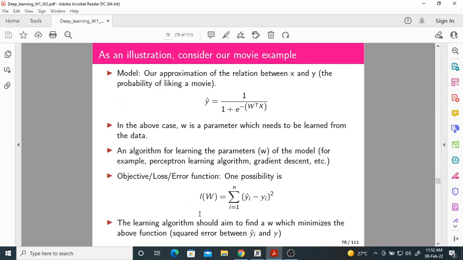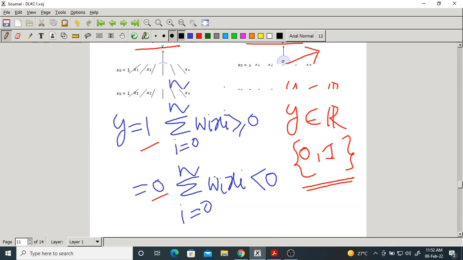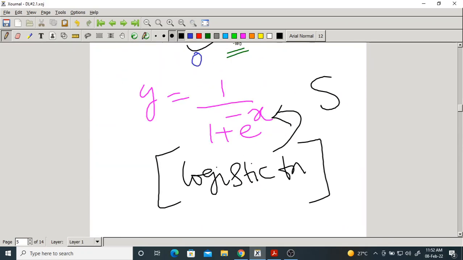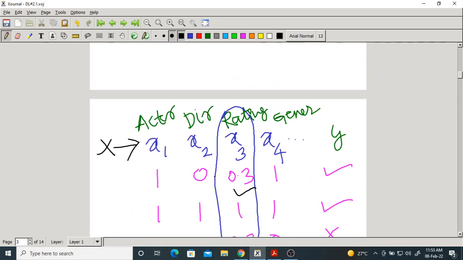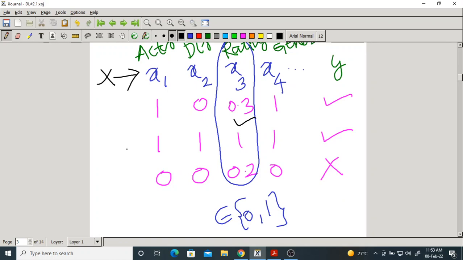Now, this is data. Xi is a movie, yi is a like or dislike. Let me go back to the movie example again. Xi is a movie, yi is the decision, whether you like it or not, whatever it is. So we have data, this is the complete data.